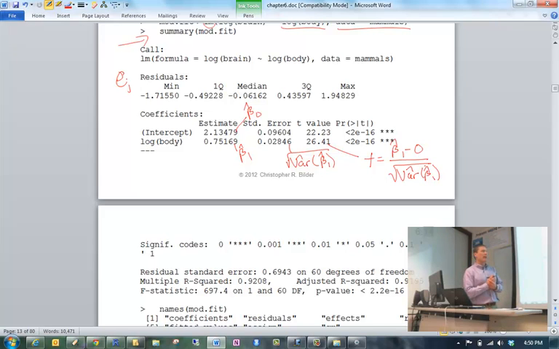So, is there evidence of a linear relationship here? Yes, there's strong evidence. And we saw that in the plot.